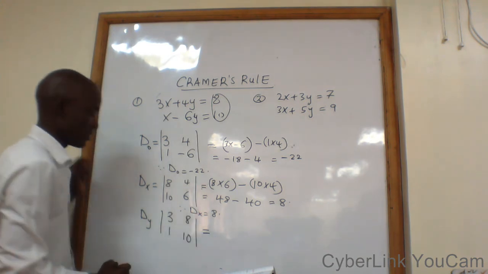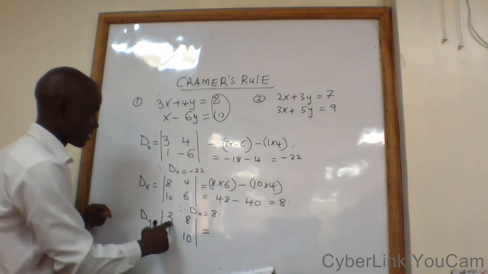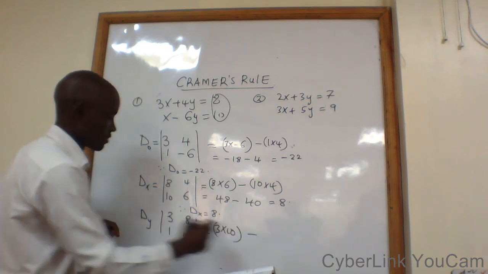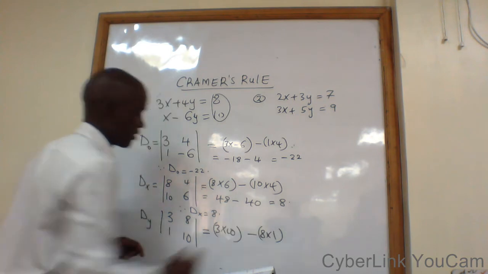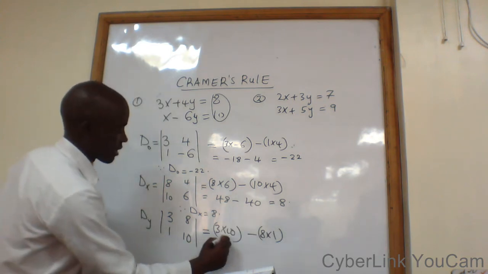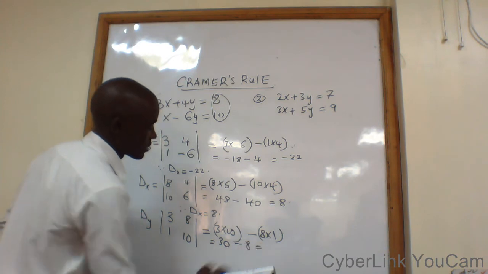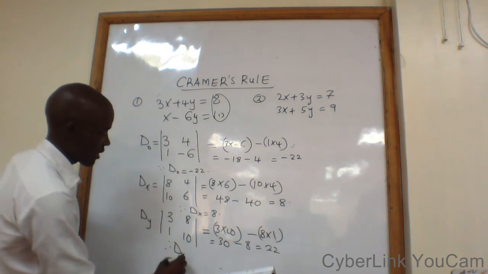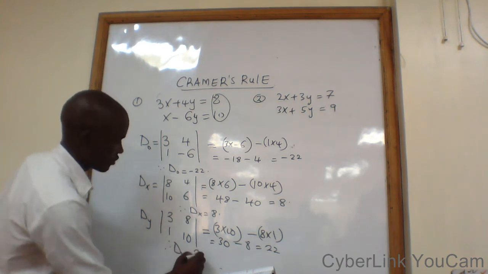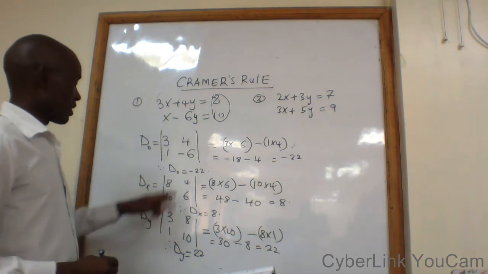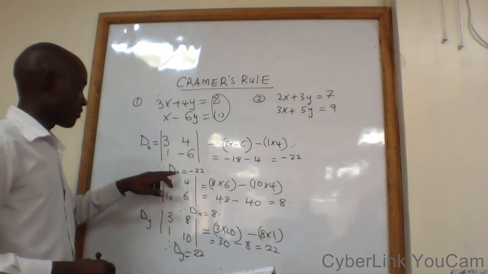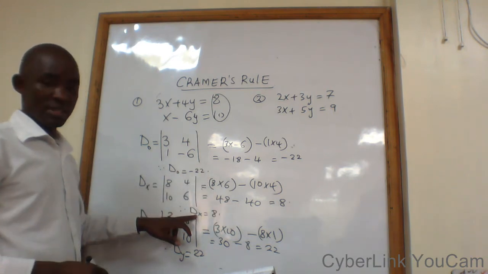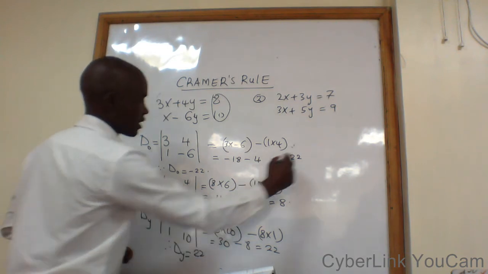The determinant will be 3 times 10 minus 8 times 1. If you do this math, you will get 30 minus 8, which gives us 22. So we can say therefore dy is equal to 22, positive 22. So you can see our D naught, which is the determinant of the original equation, is minus 22. The second determinant is dx.